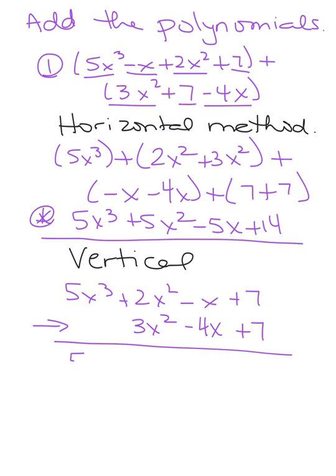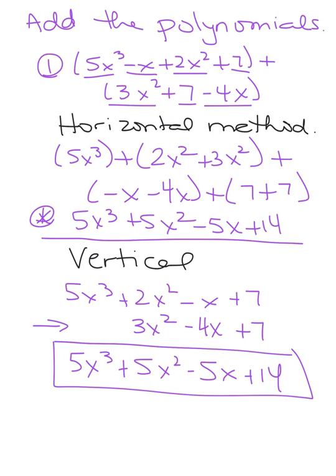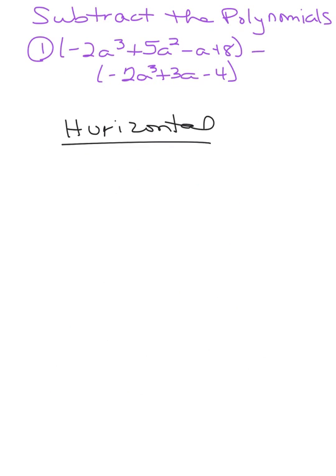So when I add these together, I get 5x to the 3rd plus 5x squared minus 5x plus 14, and that's my final answer. Notice it's the same answer I had when I added it using the horizontal method, because you're going to get the same result. You're still adding the polynomials, you're just doing a different method.